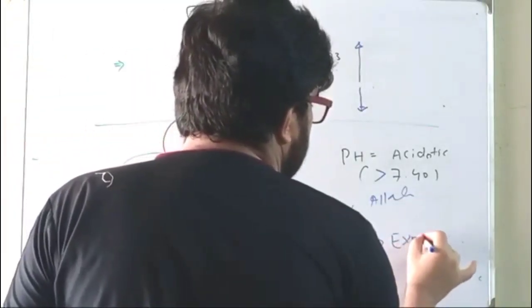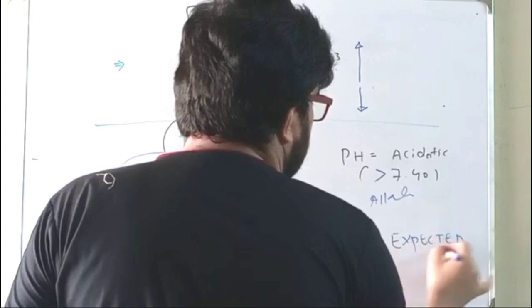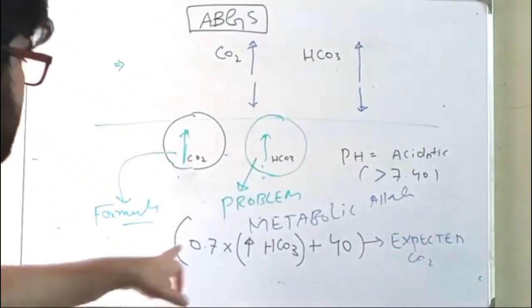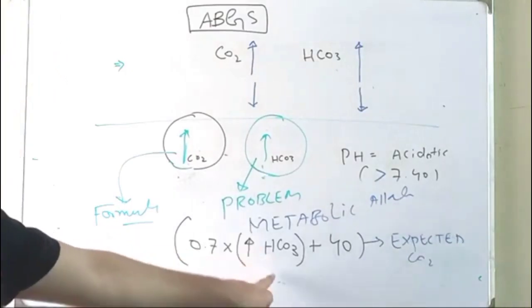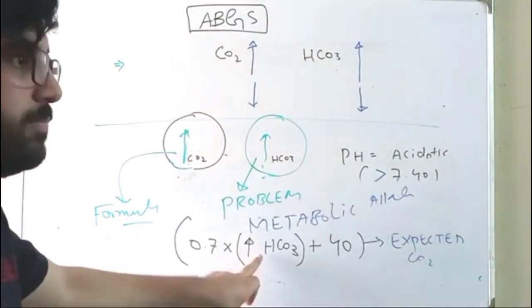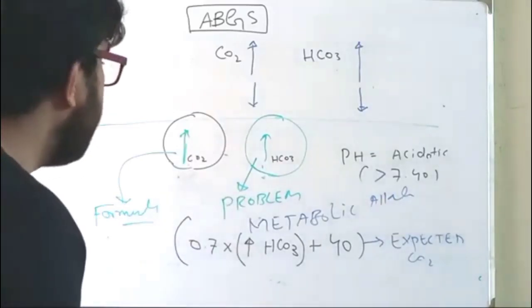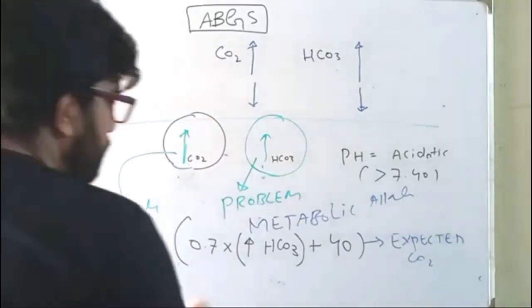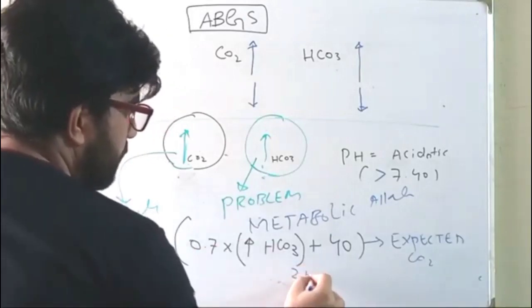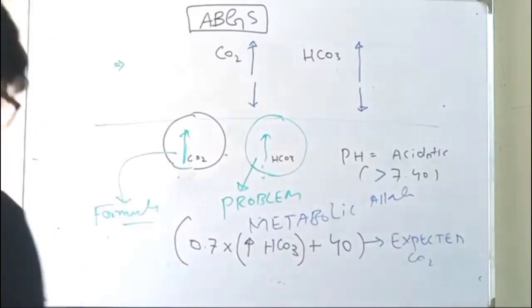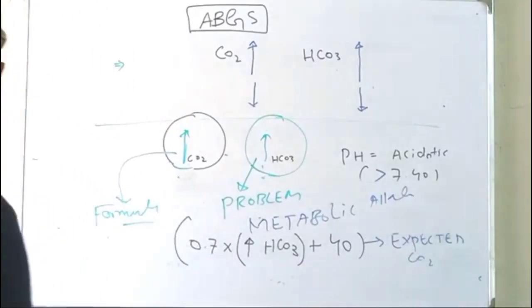Now again, that is the increase in bicarb, not the bicarb. It is the increase in bicarbonate level, not the bicarbonate. We have to subtract 24 from whatever value is given in the ABGs. So that is the expected CO2.